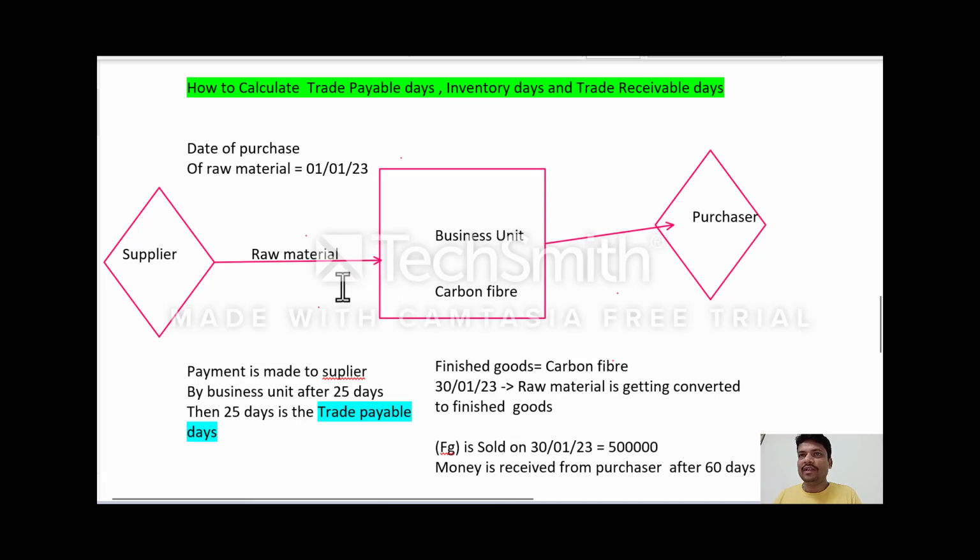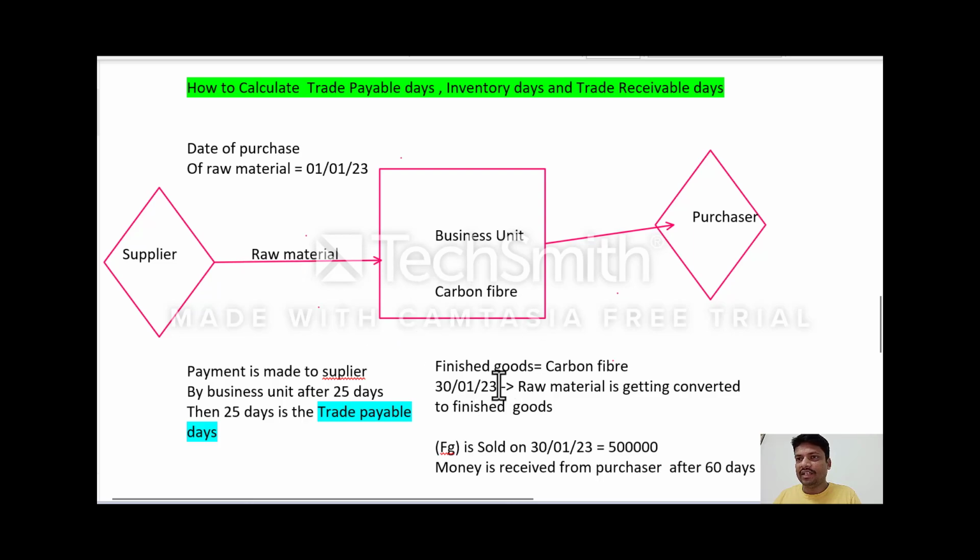Generally, it will not be shown the way I am explaining the figure, but first I will explain it in a simple manner, and then we will see how to calculate trade payable days, inventory days and trade receivable days from balance sheet data. So here we saw that in 30 days the raw material got converted into finished goods. So 30 days is the inventory days.